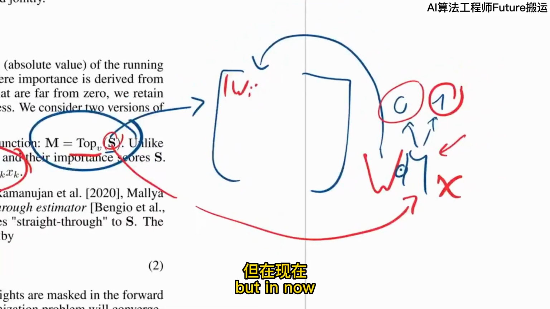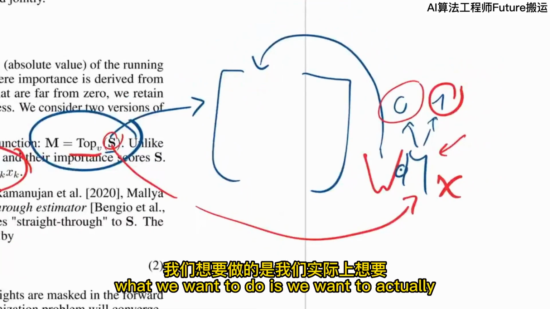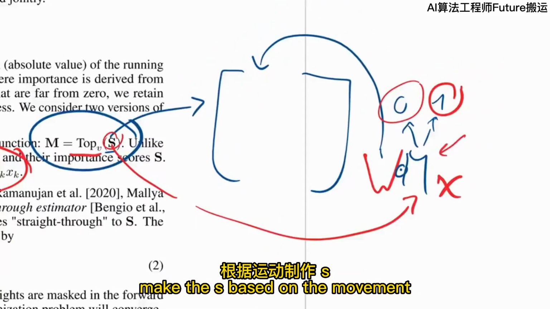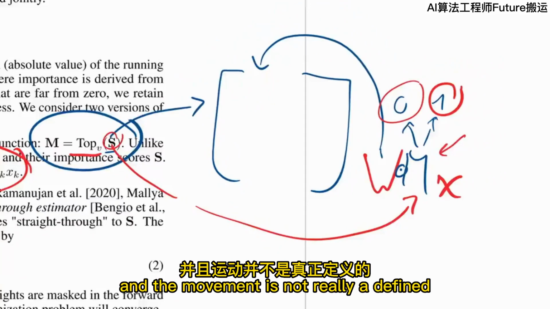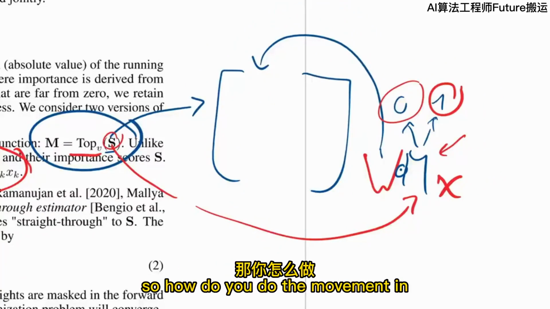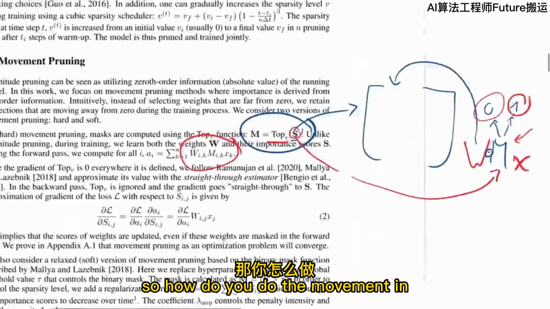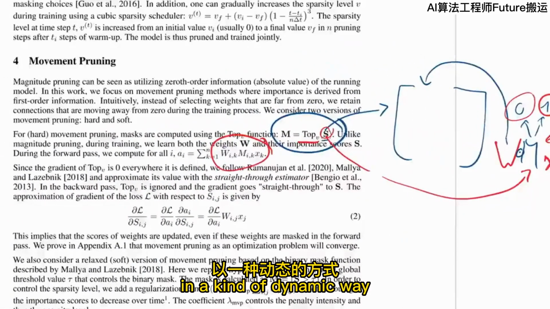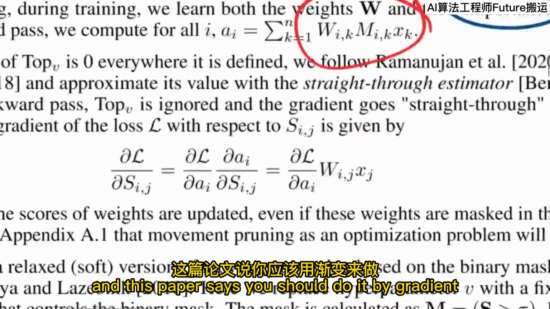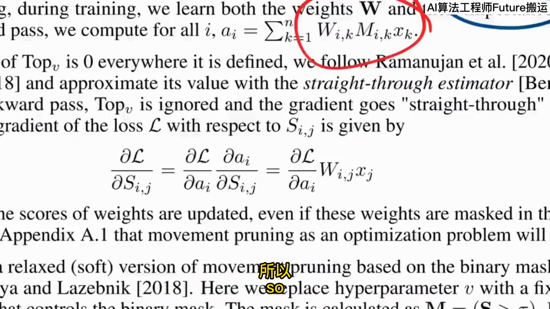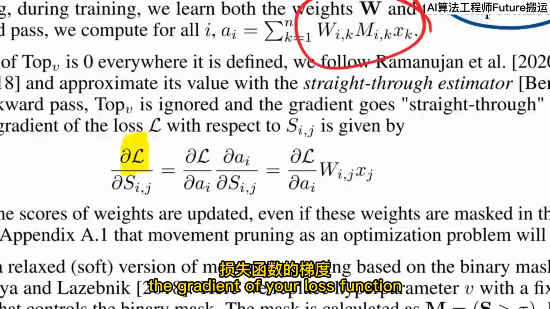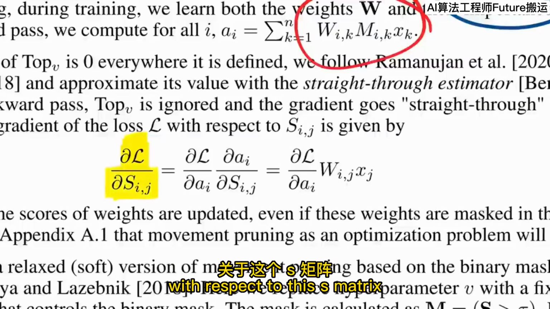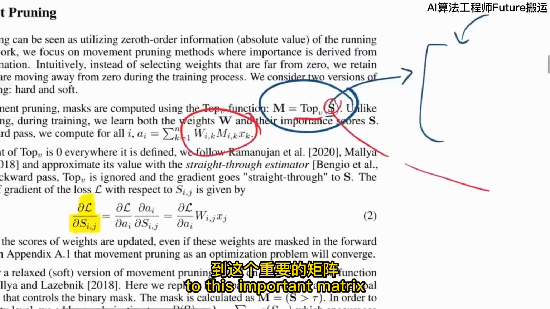But now what we want to do is actually make the S based on the movement. And the movement is not really a defined concept because it goes over steps and so on. So how do you do the movement in a kind of dynamic way? And this paper says you should do it by gradient. So you should observe the gradient of your loss function with respect to this S matrix, to this importance matrix.